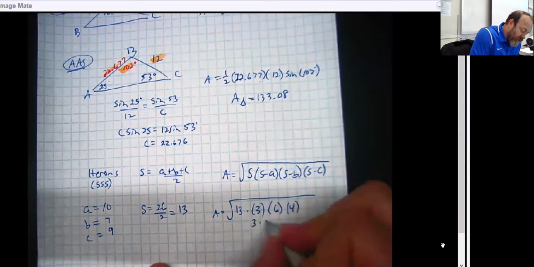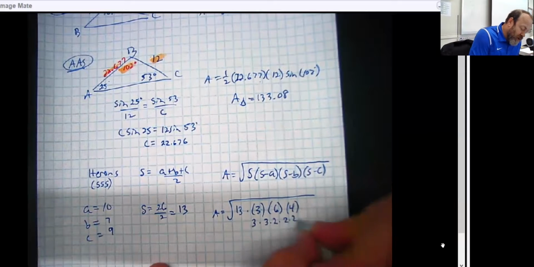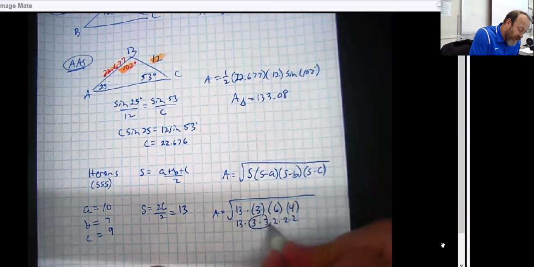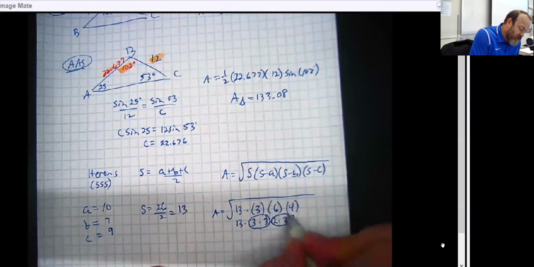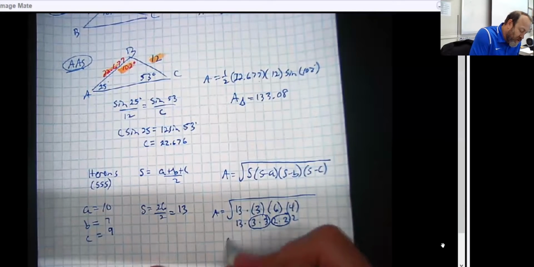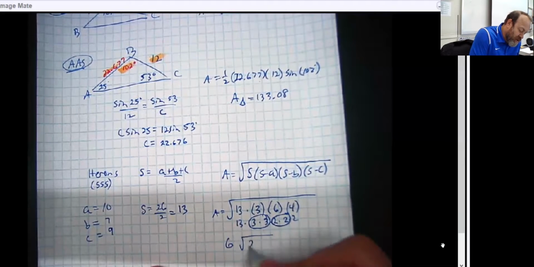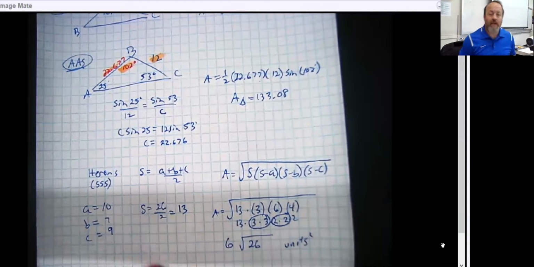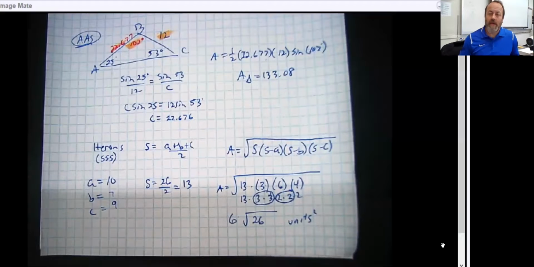But if we wanted to simplify that a little bit, we could break these pieces down into their prime factorization, although there's other ways to do it. I got a pair of 3s and a pair of 2s, so I have 6 outside, 6 root 26 units squared, and that would be how to find the area of a side-side-side triangle. And that will finish this video. We could use it to solve some polygons, but that will be done in a separate video. All right, you guys have yourself a good day, and I'll see you back.